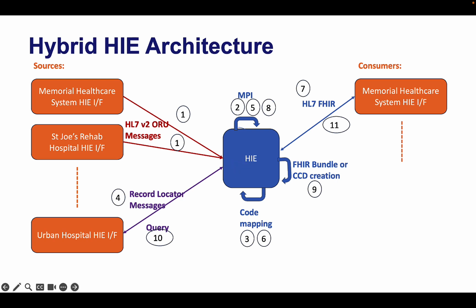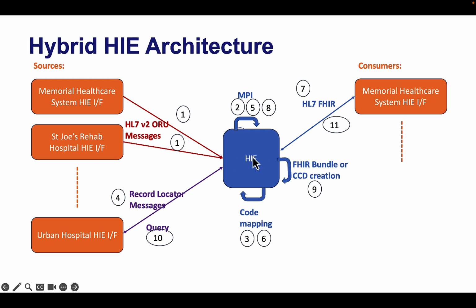All right, now step 4. Urban Hospital is unaffiliated with these two, and they're not going to send all the data. That's just not within their domain and policies. So they're going to send record locator messages. This can be done in a variety of different ways, and we're not going to get into this in detail, but suffice it to say that there are standards for this, and it works. We're just going to tell the HIE that this patient exists.